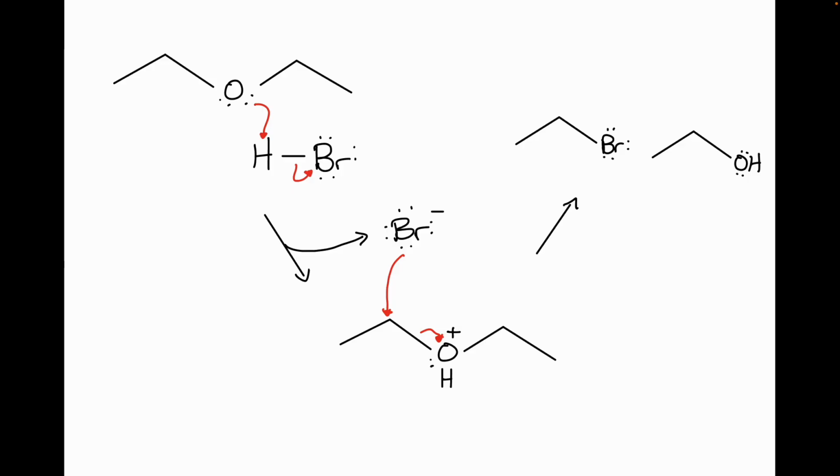Cool. All right. Now let's choose a different substrate here. In this example, we had a symmetric ether. So it wouldn't matter which half we said was our alcohol and which half we said was our alkyl halide. They're the same carbon fragment. But what if we start out with an asymmetric ether?